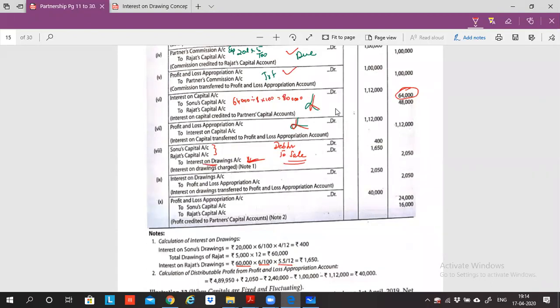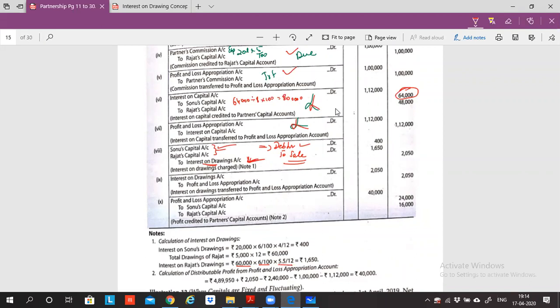Interest is your income. Both are credited. Debtor is the person who has to pay you the money. You're debiting it. Sonu and Rajat are the persons who have to pay you. You're debiting it. That's all.